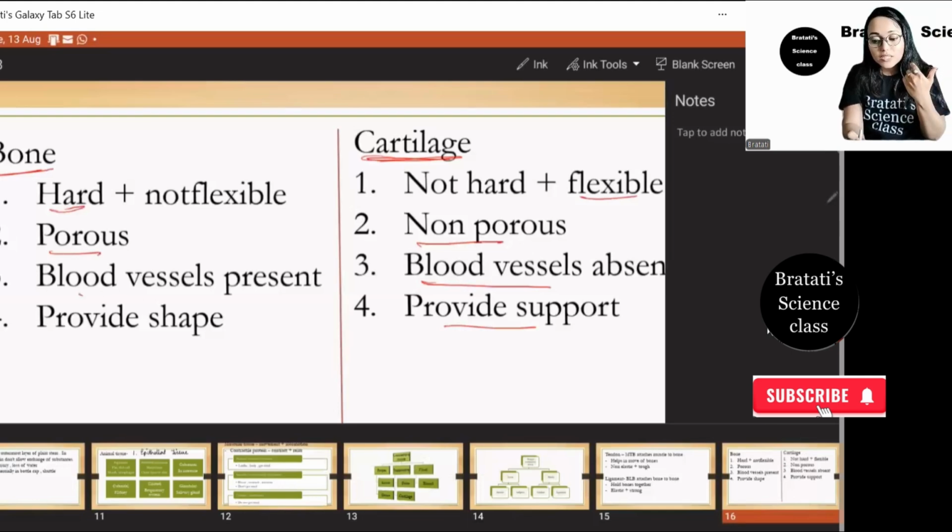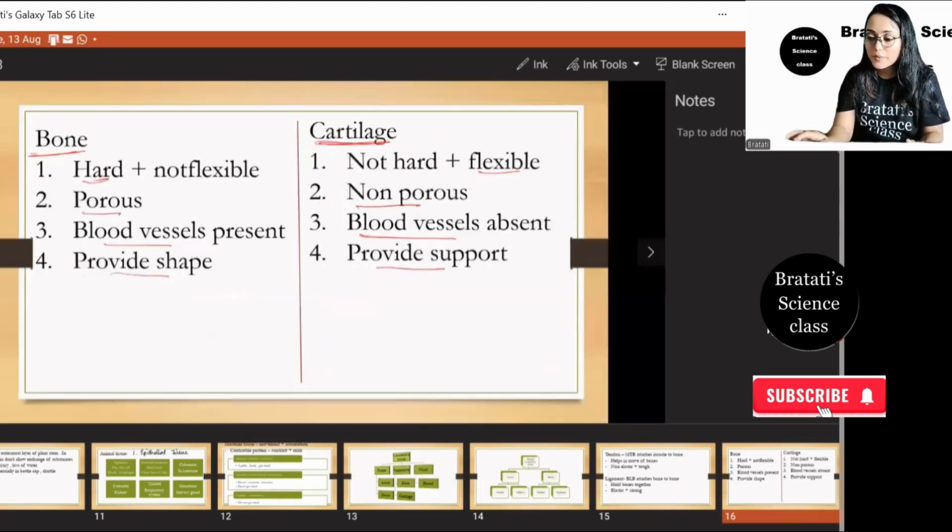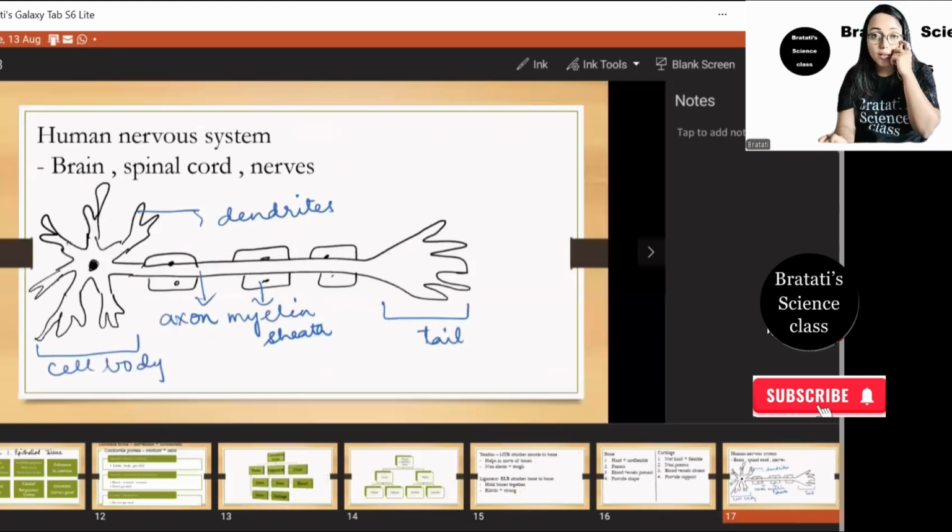Okay, blood vessels are also there. How? The veins and arteries, these blood vessels are present and provide the shape of the body. It gives the framework of our body. All right, so it provides the shape. So this is the difference between the bone and the cartilage.